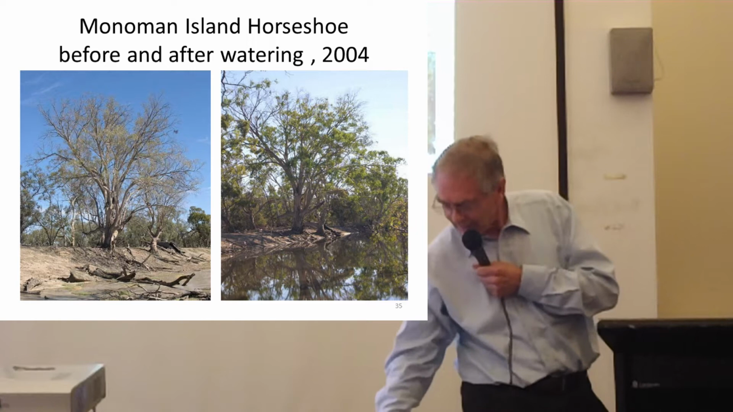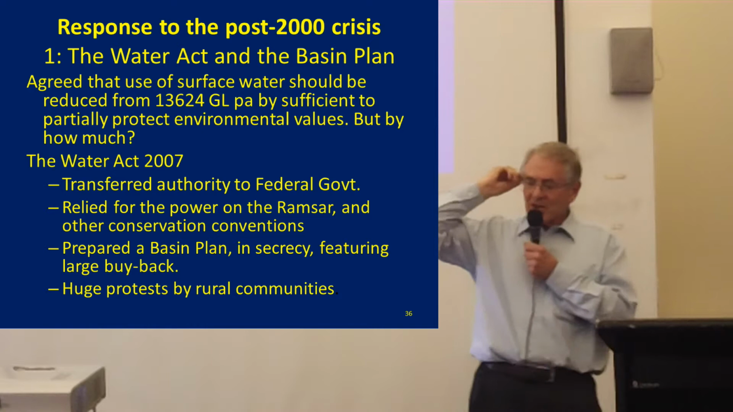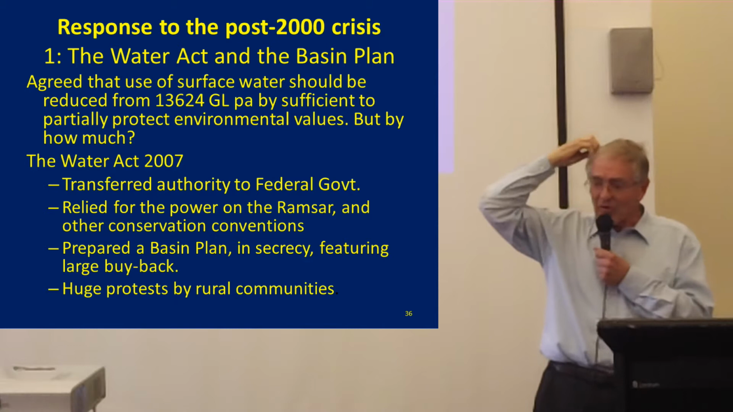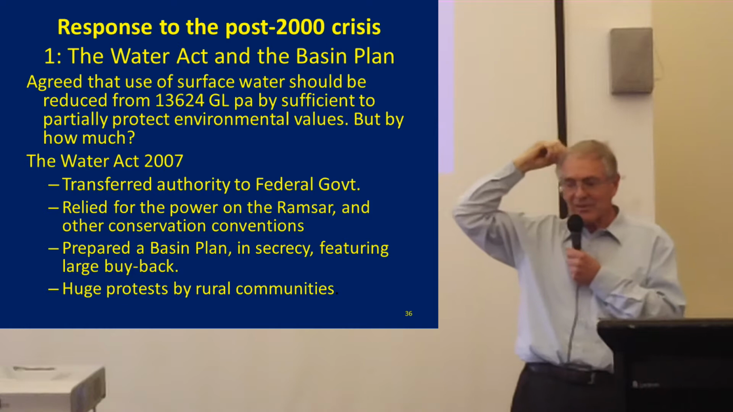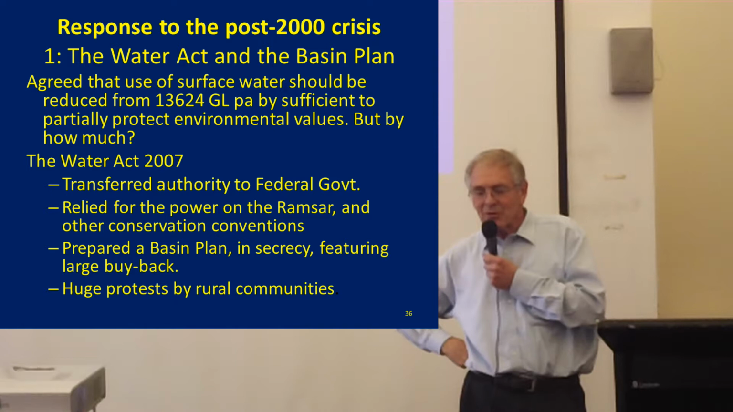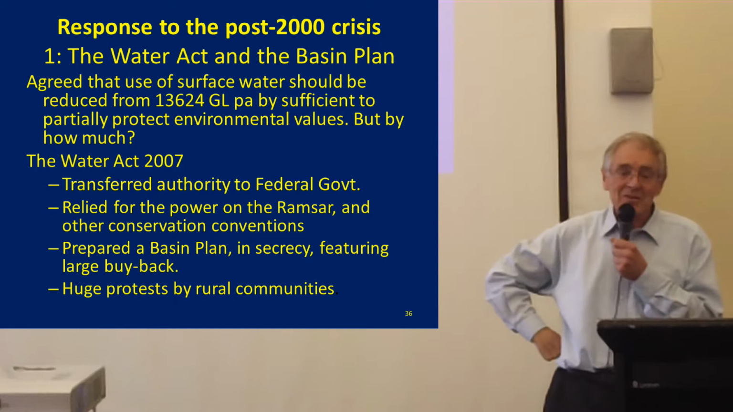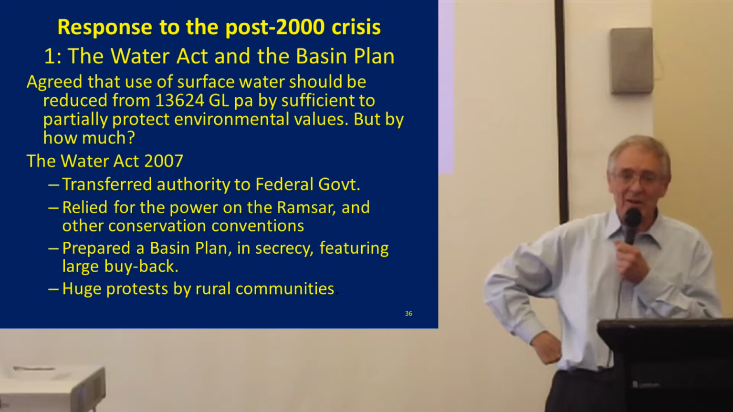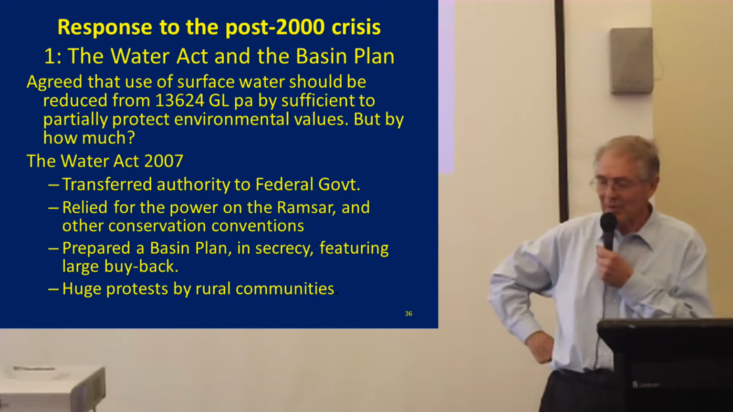Now, this post-2000 crisis resulted in the Water Act. It was agreed that the use of surface water should be reduced from that figure, 13,600 GL, by enough to partially protect environmental values. The question is, by how much? The Water Act transferred authority to the federal government, relying on the federal powers of international treaty, the Ramsar Treaty being one, the International Wetlands Treaty, of which much of South Australia's river is a part.